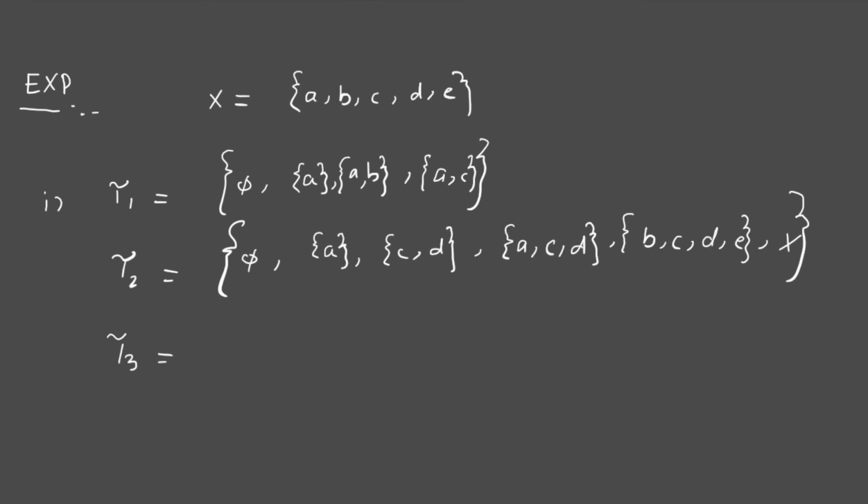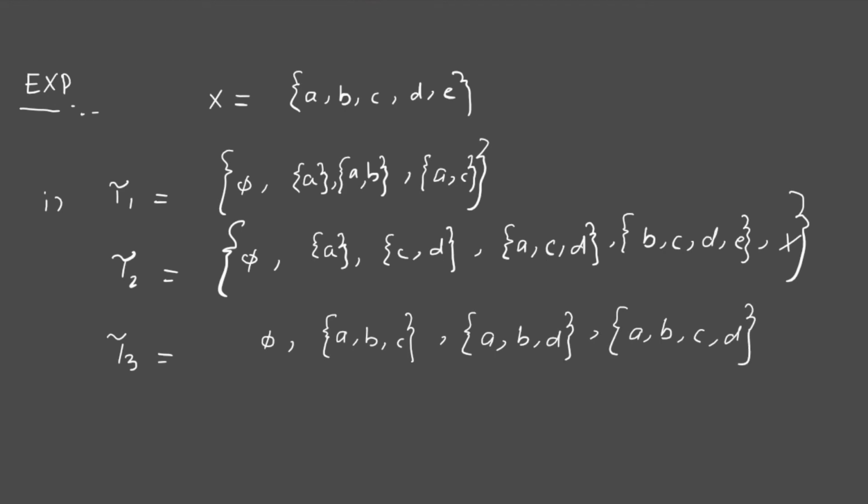Tau3 is equal to phi, A, B, C, A comma B comma C, then A comma B comma D, A comma B comma C comma D, and of course X. So tau1, tau2 and tau3 are collections, and now we check whether these collections are topologies or not.